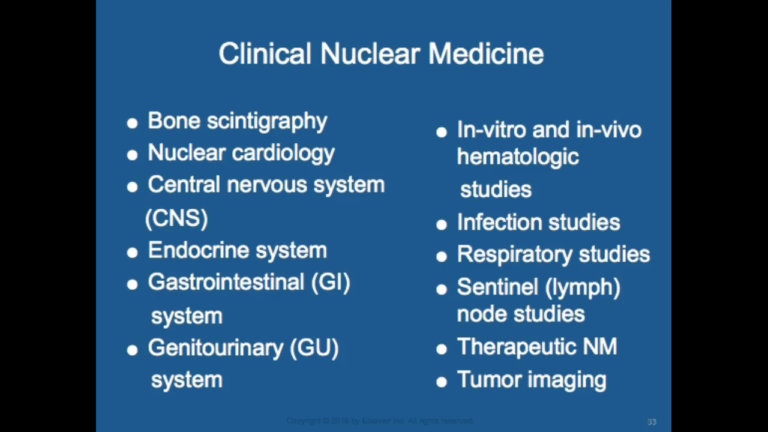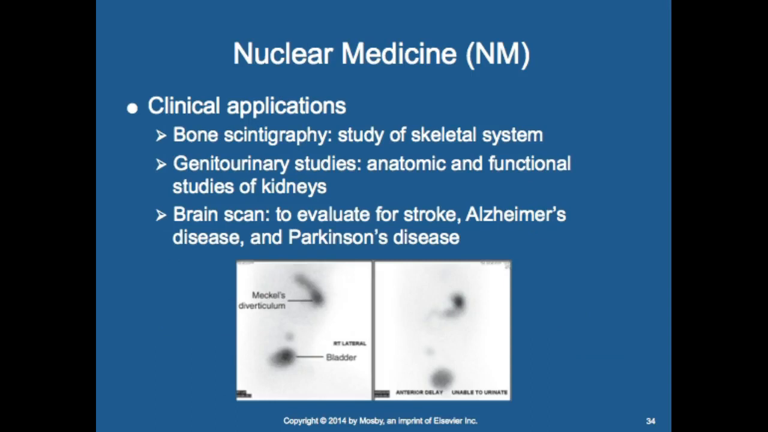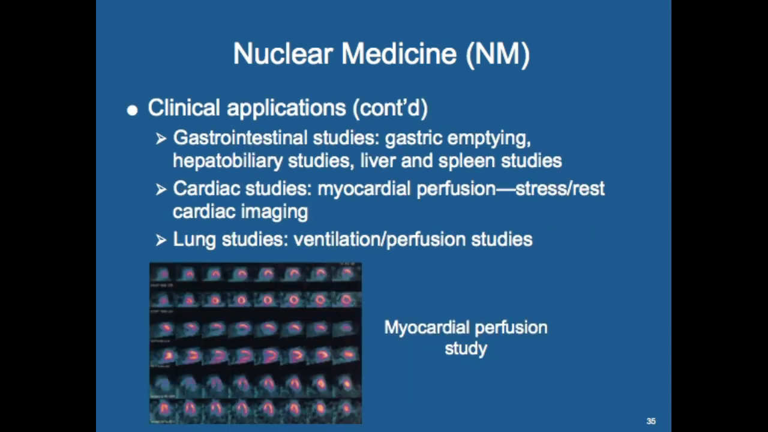So some of the things that we do: bone, central nervous system, endocrine, GI, GU. We do all kinds of different studies, and this will just give you an idea of what we're doing. So clinical applications for the bone, we study the skeletal system. Urinary, we look at anatomy and function of the kidneys. Brain scans, we evaluate for stroke, Alzheimer's, and Parkinson's. GI, we look at gastric emptying, so that's a big one that they do, and they have them eat a sandwich or something. Hepatobiliary studies, we look at the liver and the spleen.